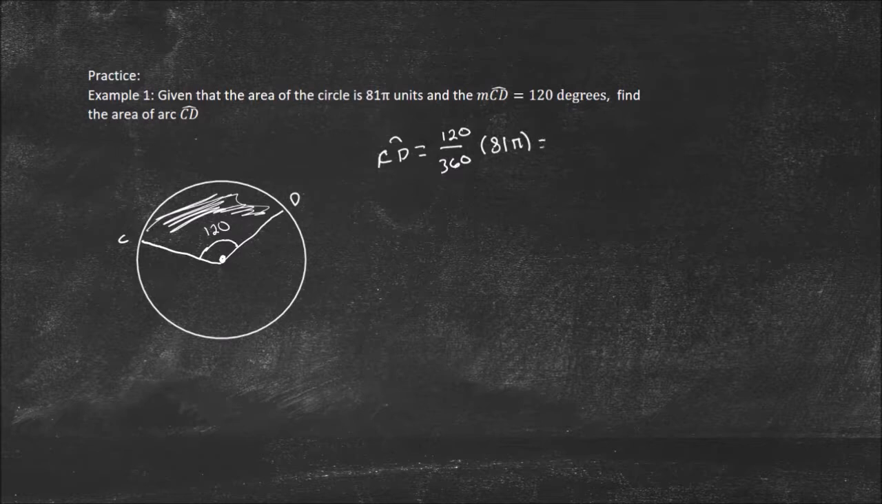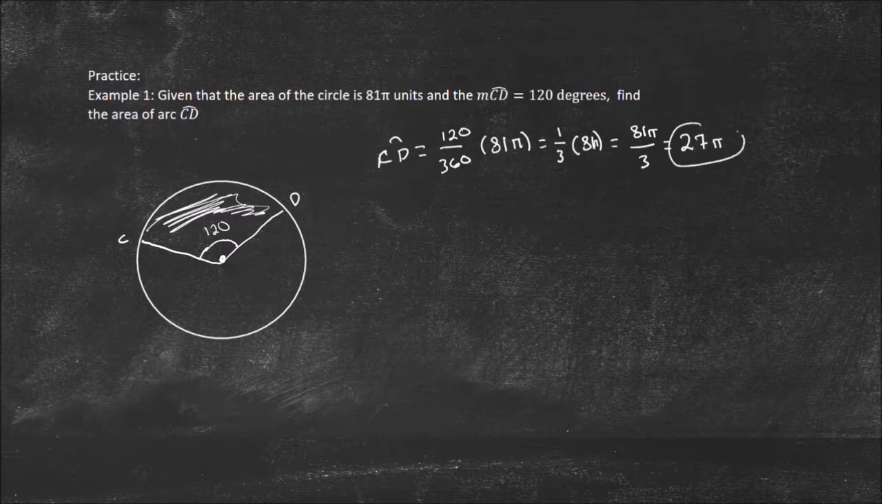So 120 over 360 is 1/3 times 81 pi. I keep forgetting the pi, so it's 81 pi divided by 3. And that can be simplified. 81 divided by 3 is 27, so I will get 27 pi.